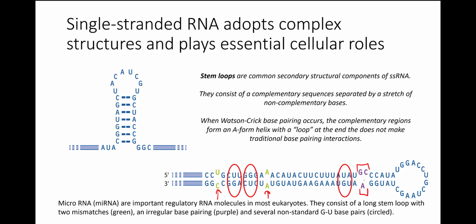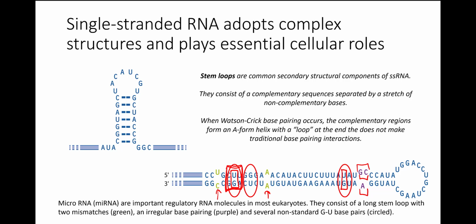So this adenosine actually makes base pairs with both this G and C through non-canonical, non-Watson and Crick base pairing. And then we also have several non-standard GU base pairs. Guanine and uracil are able to make hydrogen bonds, these H bond interactions. They're non-canonical, but they can still happen. So these features are always present in the stems of these microRNAs, so they're usually pretty easy to spot.